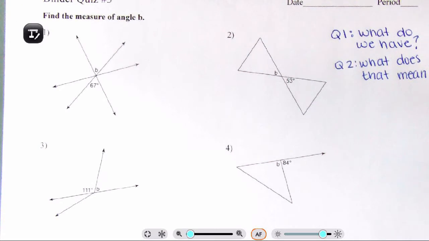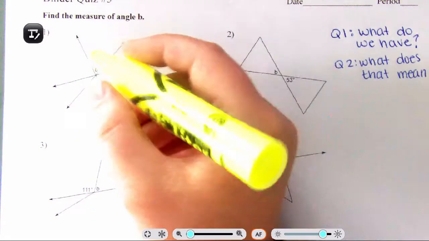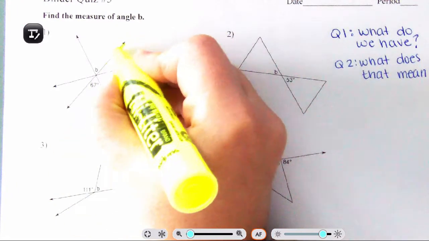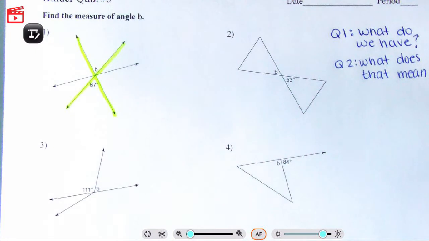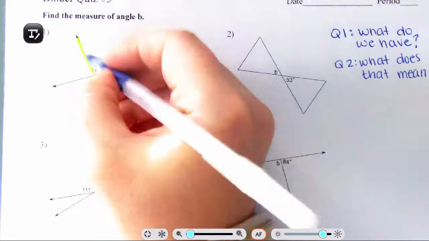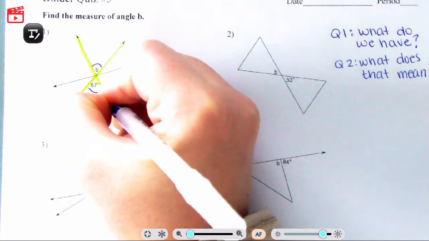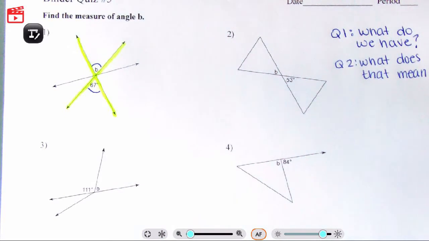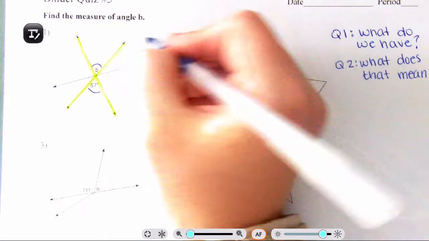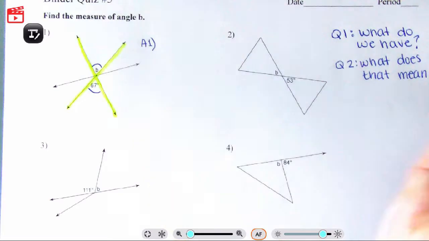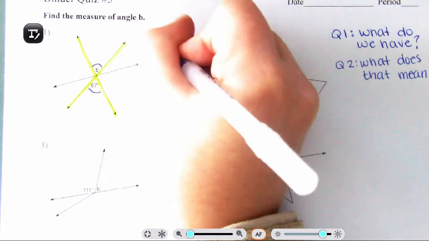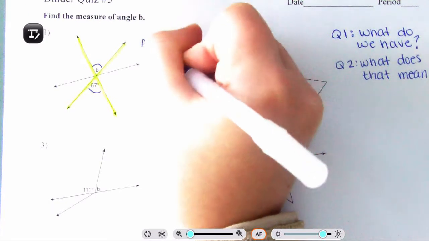For example, number one. The first thing I noticed is I have angles that are across from each other, but in a very specific way. They're directly across from each other. Here's angle B, here's the angle of 67 degrees. Question number one is, what do we have? Well, we have vertical angles.